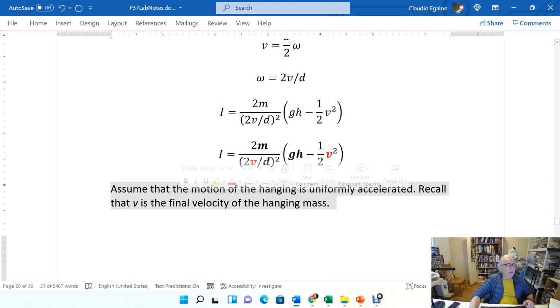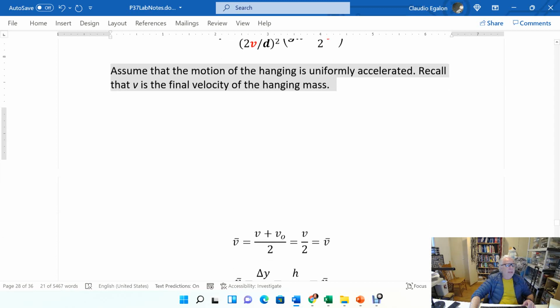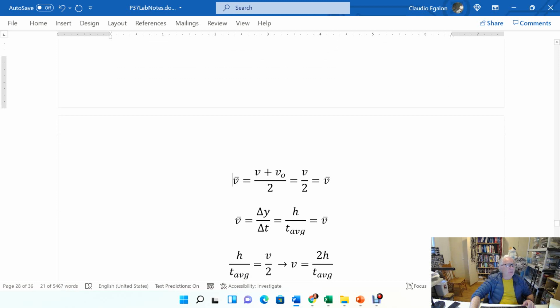We go under the assumption that the motion of the hanging mass is uniformly accelerated, which makes sense. The mass of the hanging mass doesn't change, and the tension in the string doesn't change either as the mass moves. Because of that, we can write down the average velocity as being the final velocity plus the initial velocity divided by 2. Because the initial velocity was 0, we end up with this equation right in here.